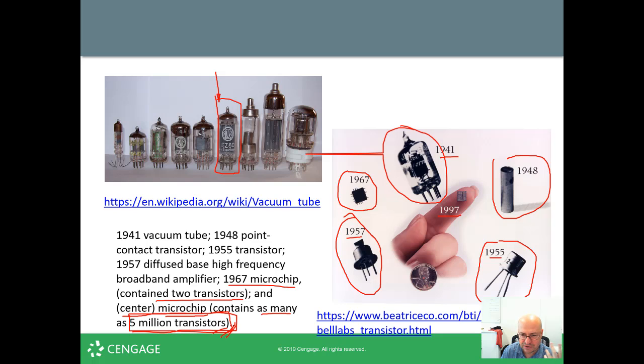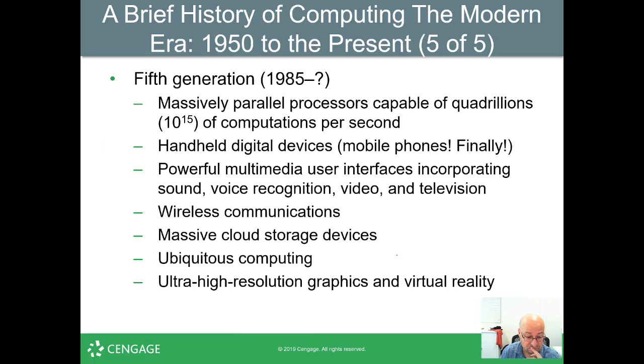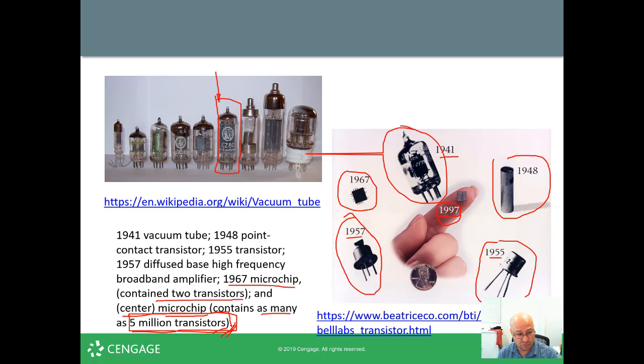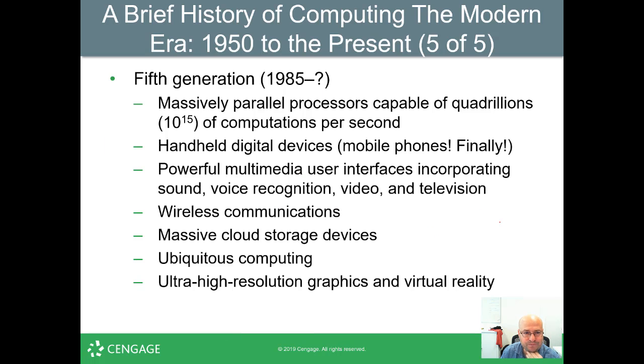That could do most of the computations that we could do at the end of the 90s. Of course, today we have more powerful machines. My mobile phone has more processing power than this microchip. A lot more. And the 5th generation dates from the 1980s, 85, till today.